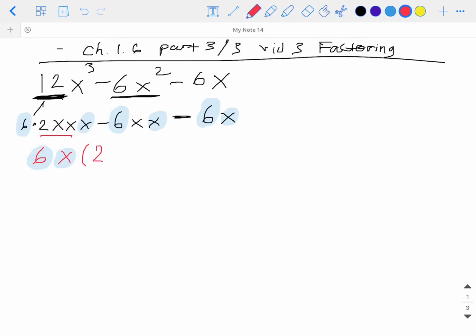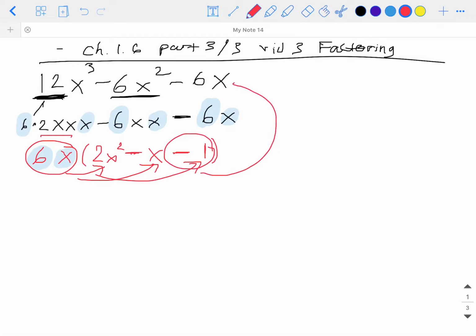So that's 2x times x, which is 2x², separated by the minus sign. It's x, separated by the minus sign. And since we pulled out the 6x outside the parentheses, it becomes an identity, so therefore, it's going to be 1. Just to confirm that, when you distribute 6x to all three terms, you can see that on the last term, 6x times negative 1 will be negative 6x.